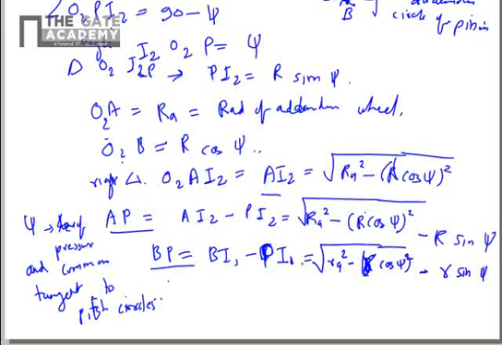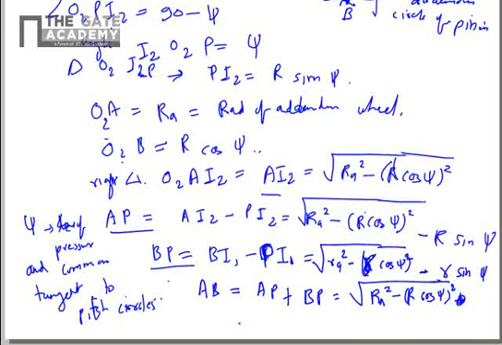So the total distance of the path of contact AB is equal to AP plus BP. So this is equal to the square root of capital RA squared minus capital R cos xi whole squared, minus capital R sin xi, plus the square root of small ra squared minus small r cos xi squared, minus small r sin xi.